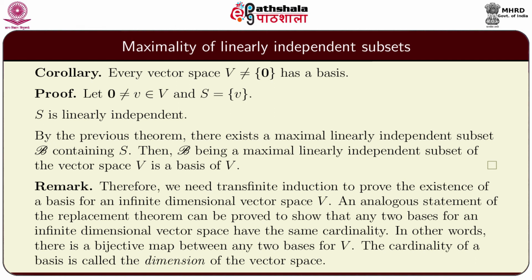So, we see that we need transfinite induction, in other words application of Zorn's lemma, to prove the existence of a basis for an arbitrary vector space or an infinite dimensional vector space V. We have seen before that if V is finite dimensional, then a finite inductive argument works for proving existence of a basis. But when the finite dimension assumption is missing, then this is indeed the only way out.